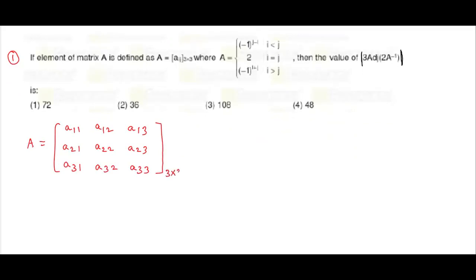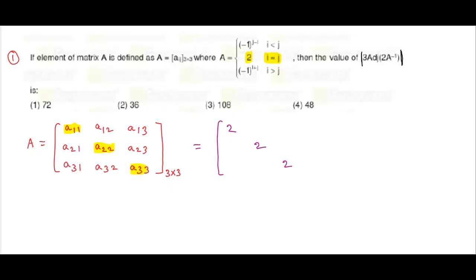The elements I have taken like this. What is A11 meaning? First row, first column element. In the suffix, observe that i is equal to j. When the suffixes i, j are both equal, in place of that we can write 2. That means here is 2, here is 2, here also 2. Now write the elements. Here is 2, 2, 2.